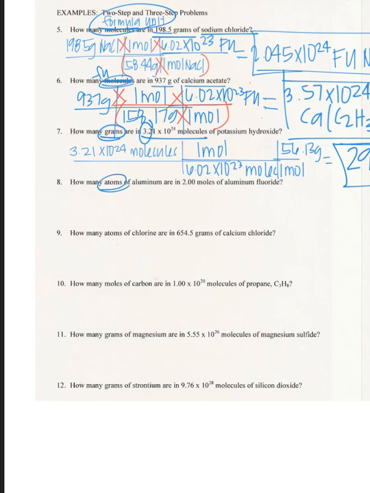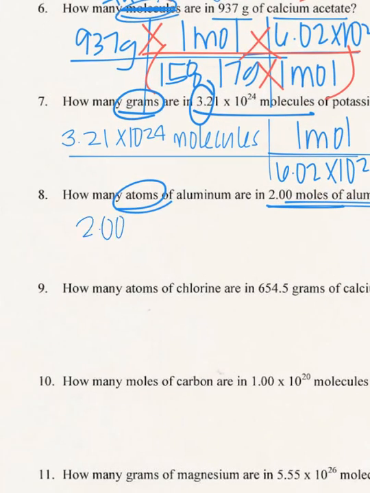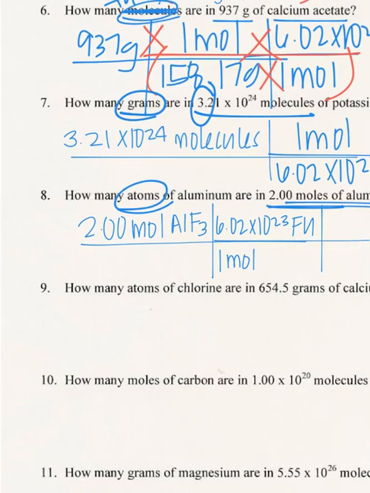How many atoms of aluminum are in 2 moles of aluminum fluoride? Whoa, those are 2 different things. So let's see how we do it. Okay, so start with your 2 moles. And that's of aluminum fluoride. So this is where it helps to write the names of everything so you can kind of keep it straight. So in 1 mole of aluminum fluoride, I have 6.02 times 10 to the 23rd formula units, okay? But I'm working my way to atoms, so I'm not done.